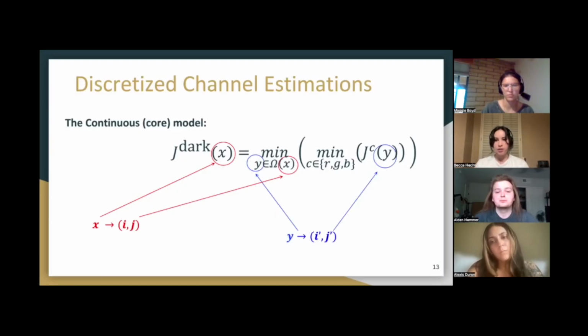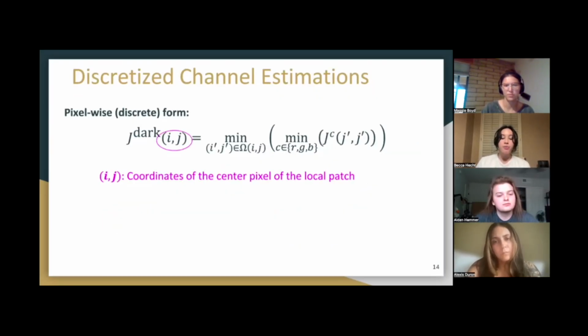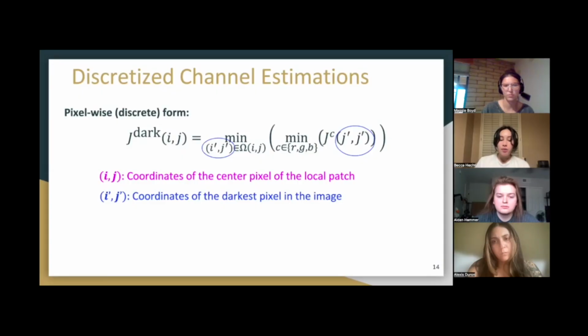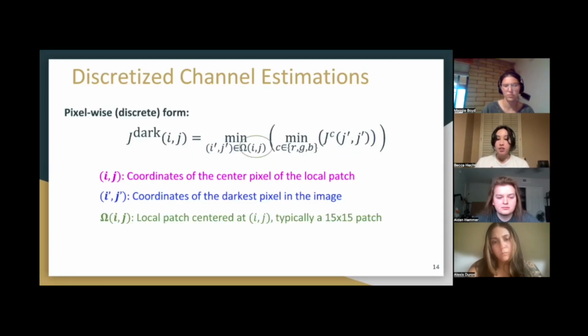on the matrix. So broken down, the ij, as was the x before, are the coordinates of the center pixel of the local patch. Then we have i prime j prime, which are the coordinates of the darkest pixel in that little local patch. Then the omega of ij is the local patch itself.